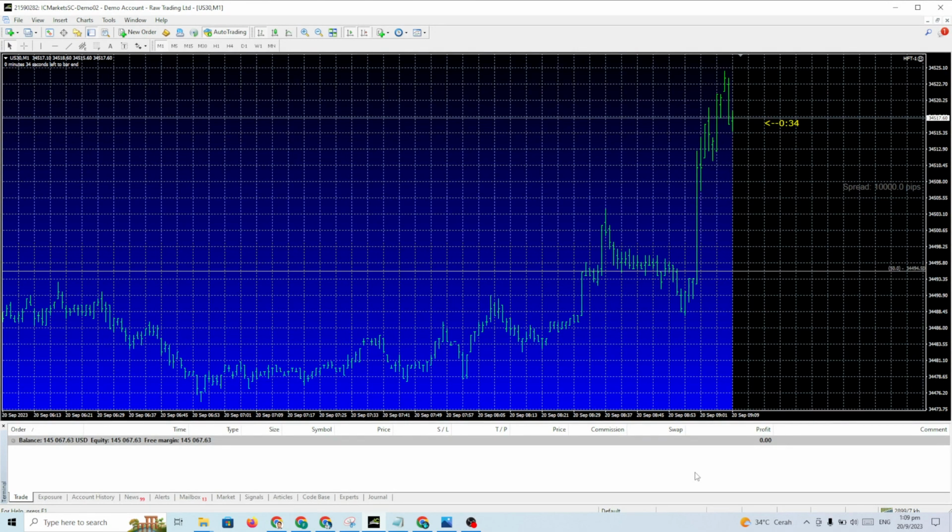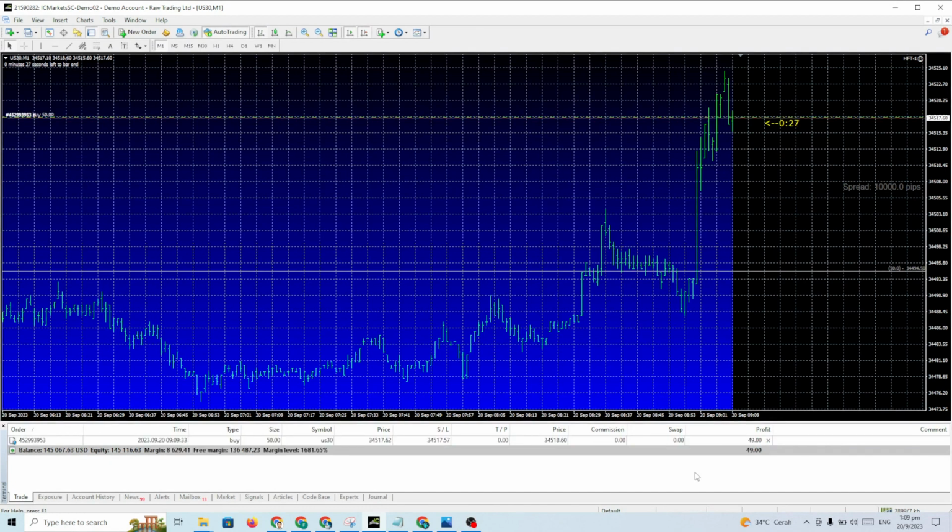HFT, you can see it stops and looks for a good entry. So it doesn't trade every second and make losses, but looks for a good entry at resistance and support levels. Okay, this is my testing on IC Markets.